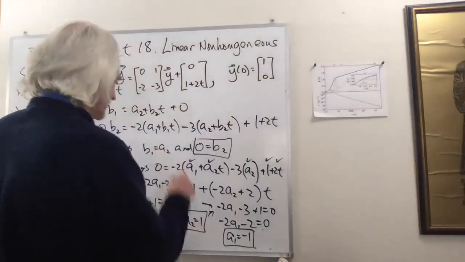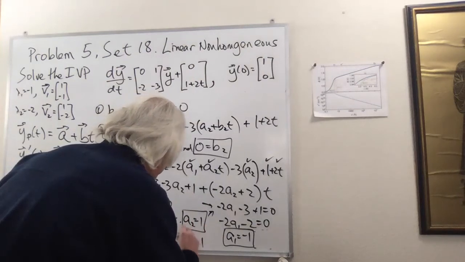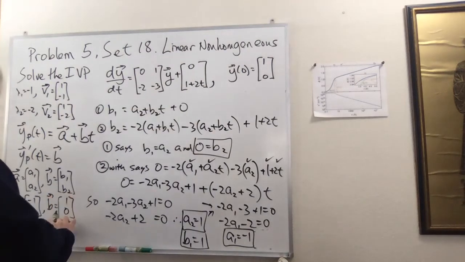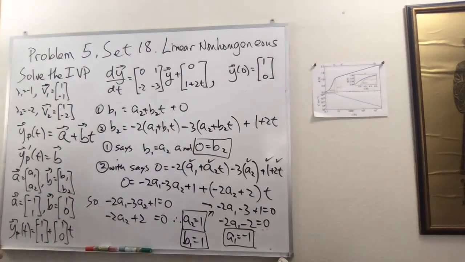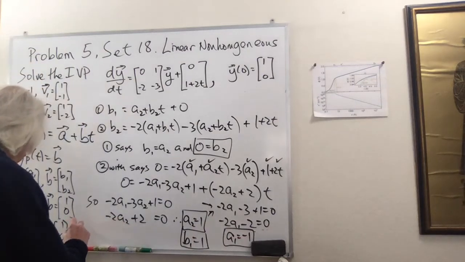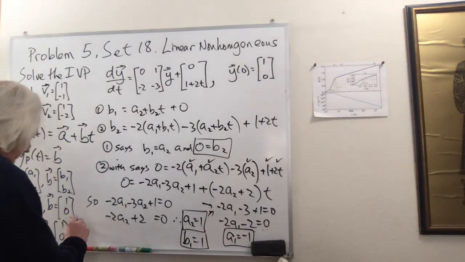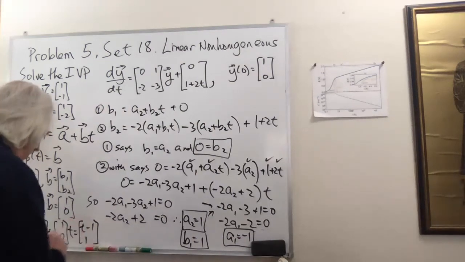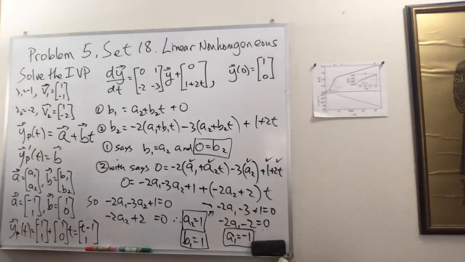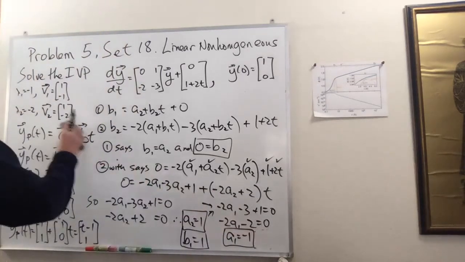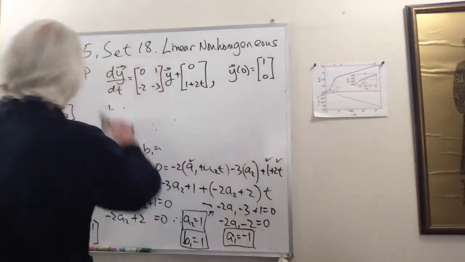B1 is A2. So this is B1 is 1. So I screwed up. B1 is 1. Okay. Whew, I think I got it all here. So I might want to also rewrite this as -1 plus T, or kind of nicer, T minus 1 and 1. Right? So that is what YP is. All right. So now I've got YP, and I've erased YH, but we know exactly how that works.